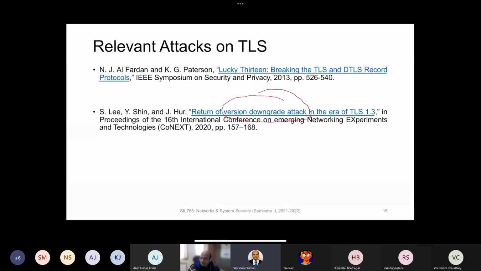Basically, we looked into the history of SSL and TLS, and you have seen that SSL started back in the 90s, and then different versions kept coming, and TLS 1.3 is the most recent one.